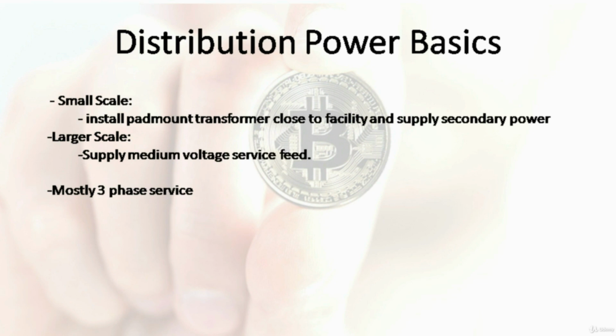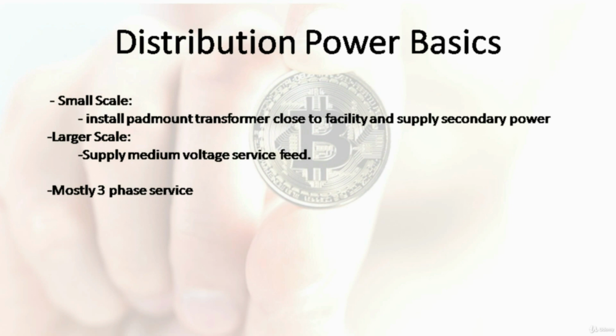Depending on the scale of the mining farm, your local utility may offer you two solutions on their utility feed. What I'm talking about is not the configuration, but the voltage of your service. If your mining farm is still considered small scale, utility companies may just install a pad mount transformer close to your facility and supply you power in the 120 to 600 volt range, or what we call the secondary voltage range.